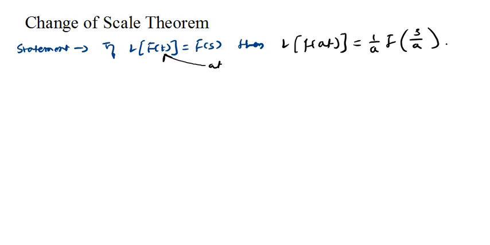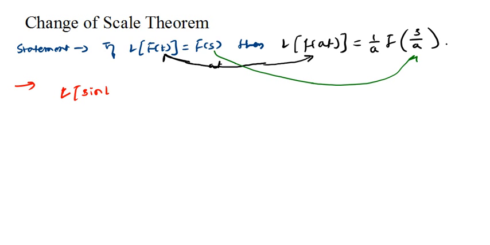Now see the change. What we have done is, if you replace this t by at, this s will get replaced by s by a, and that is the change of scale theorem. What does it mean? Now we know the Laplace transform of sin t. What is the Laplace transform of sin t? That is 1 upon s square plus 1.